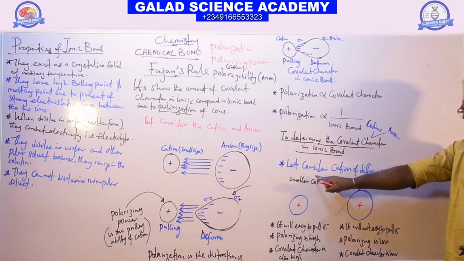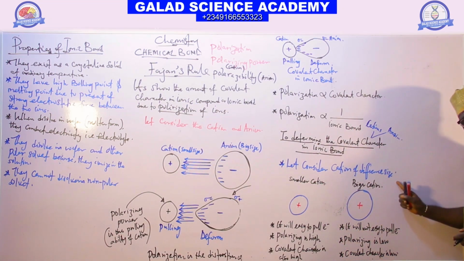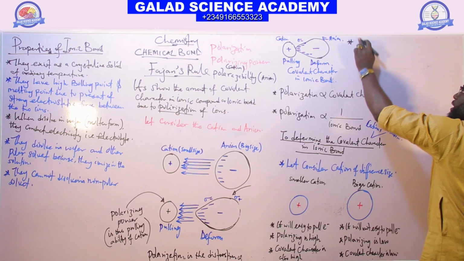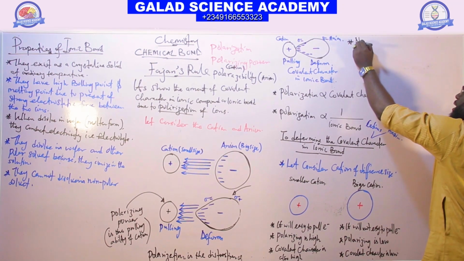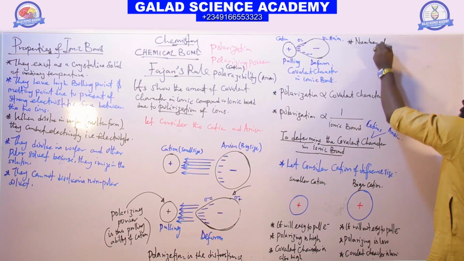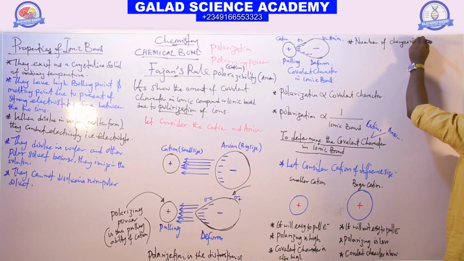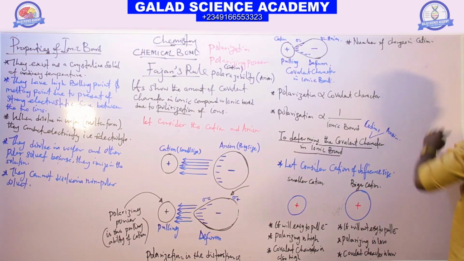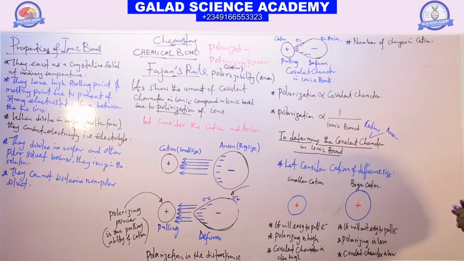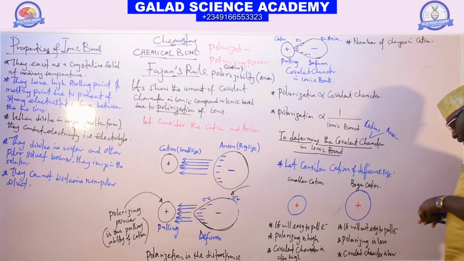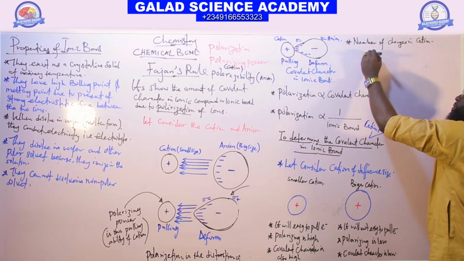The next thing is, the first one was by considering the cation of different size. So the second one, I will say, is the number of charge in cation. So the number of charge in cation can also determine the covalent character in ionic bond.